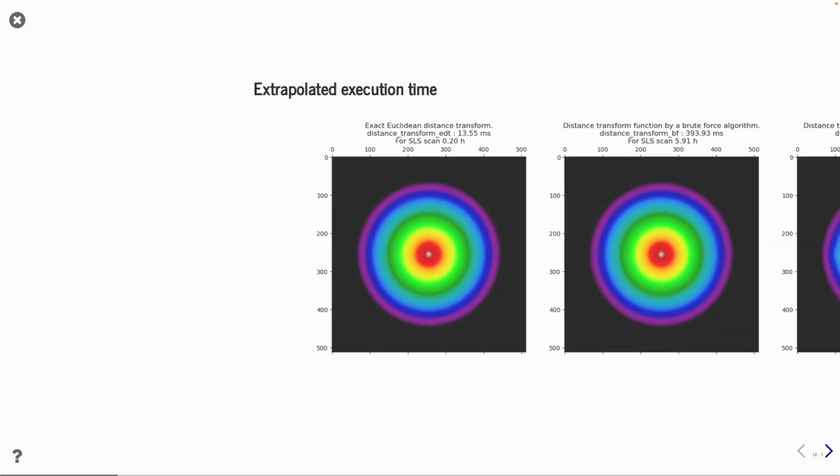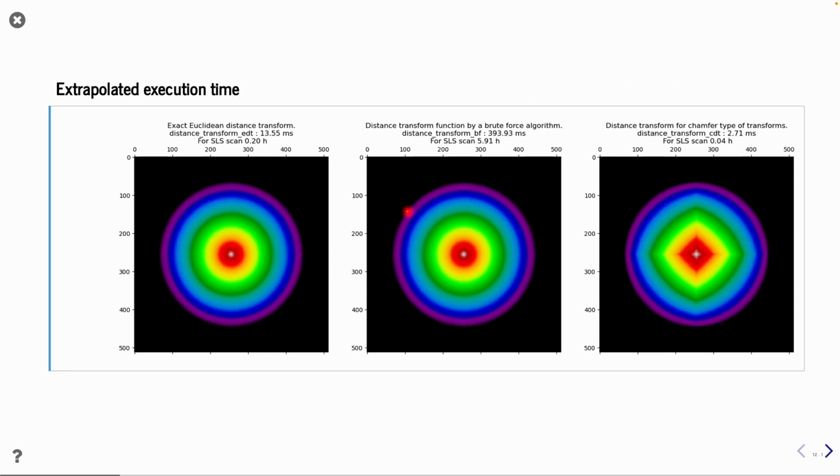And the extrapolation here, using these different transforms, is we had these execution times for this image was 13.5 milliseconds, this was 400 milliseconds, and this was 2.7 milliseconds. You see, these two have about the same quality, but that one looks a bit weird. And the effect is when you compute it on the large volume, it would take 0.2 hours. This one would take almost 6 hours, and this one would take 0.04 hours. So there is a great gain in using a fast algorithm.